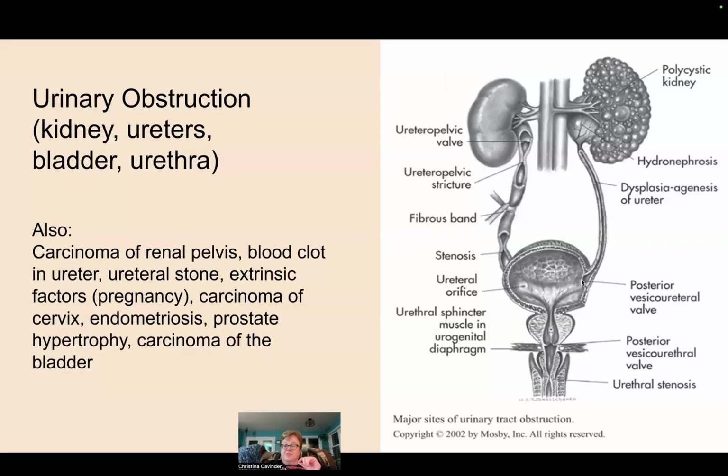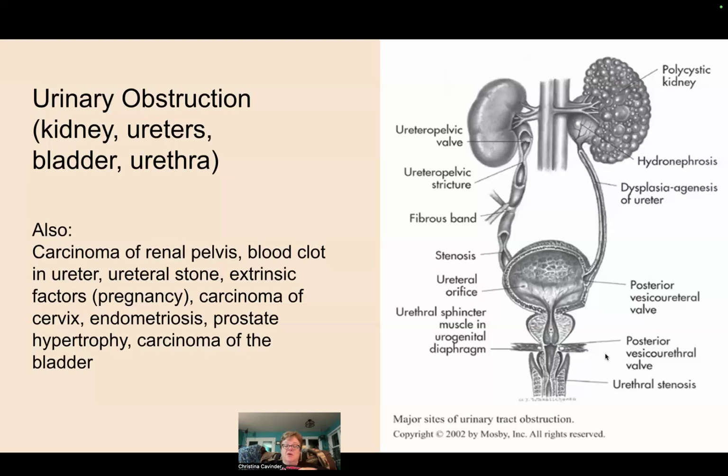There's another valve here. This is the posterior vesicoureteral valve, and that allows the urine to stay in the bladder and not go back to the kidney. And then once you're in the bladder, you're into the urethra after that, and you could have enlargement of the prostate if you have a prostate. You could have a urethral sphincter sitting right down here, so you could have something wrong with that valve, or you could have urethral stenosis. So there's lots of different ways that the urine can be blocked.